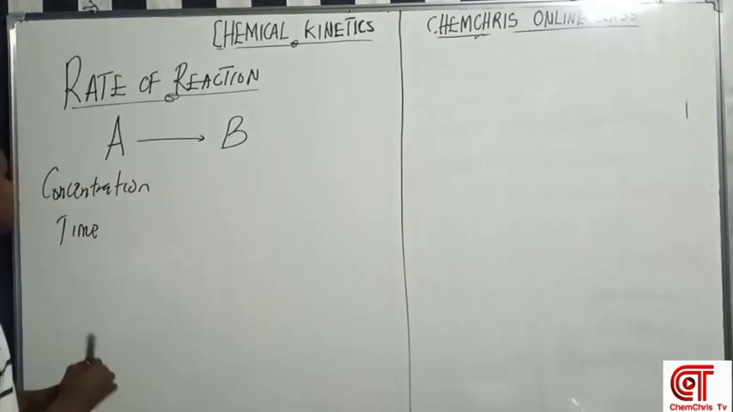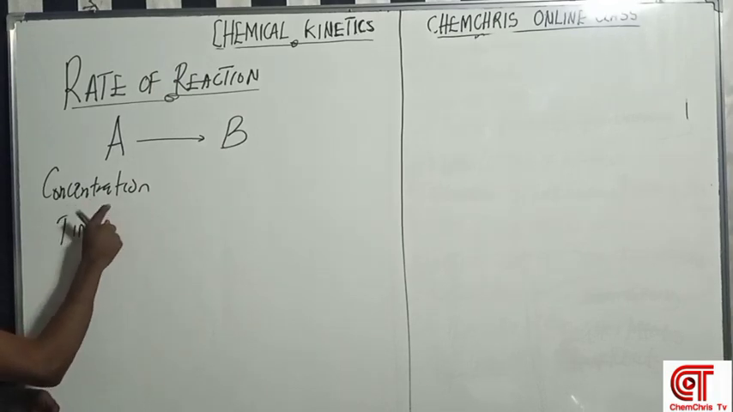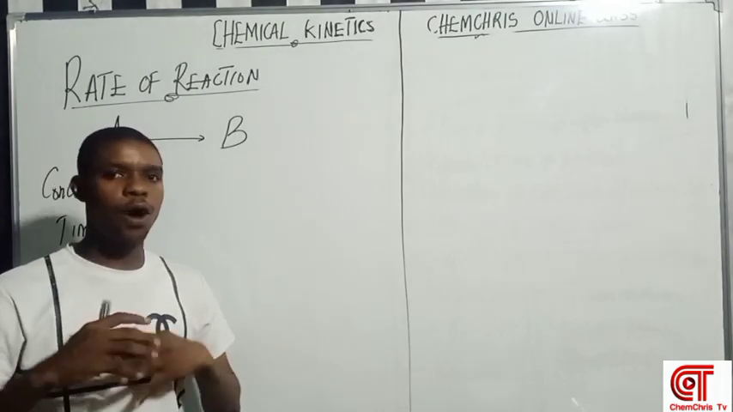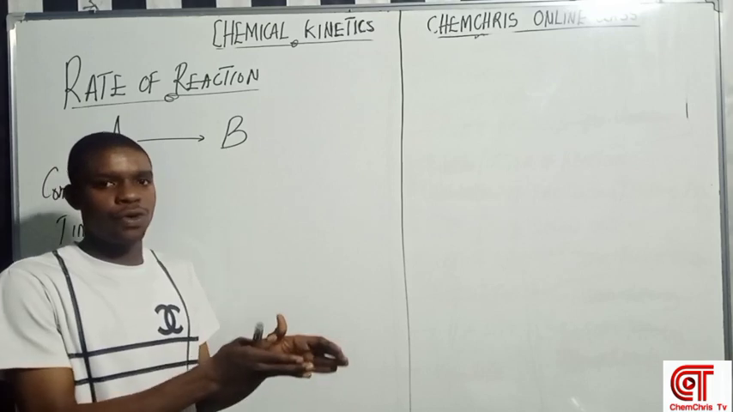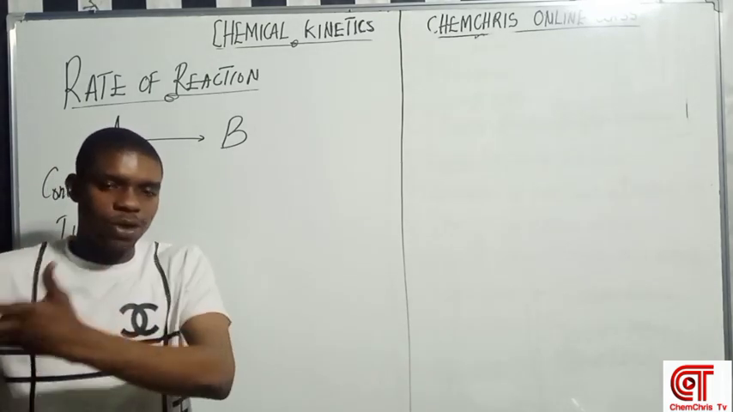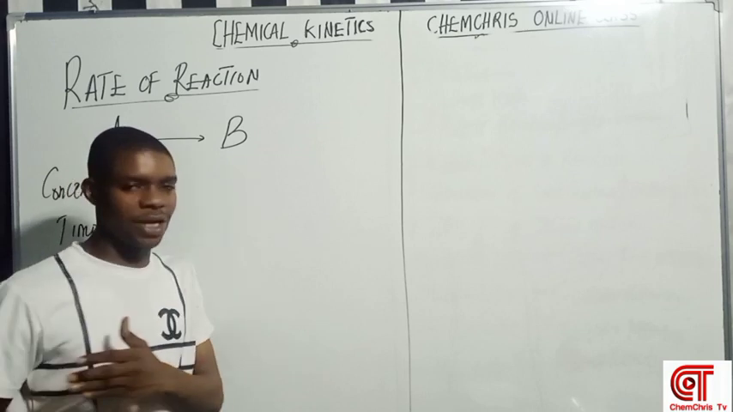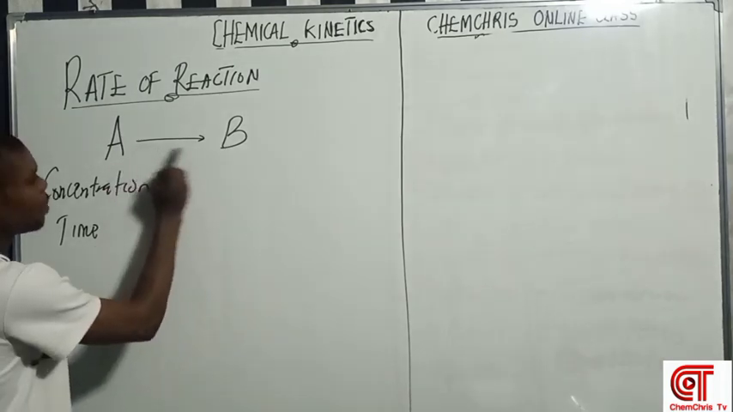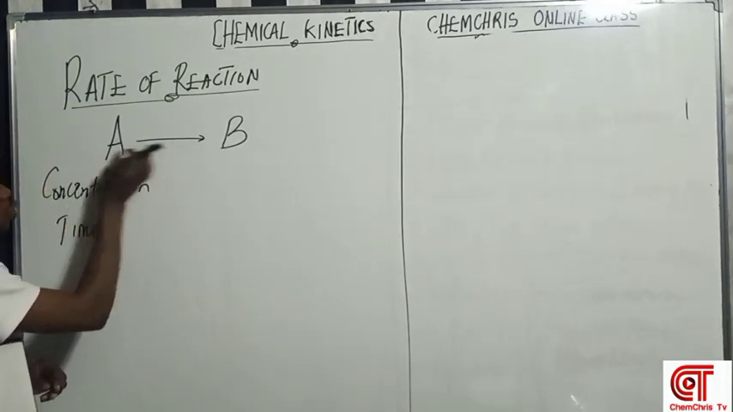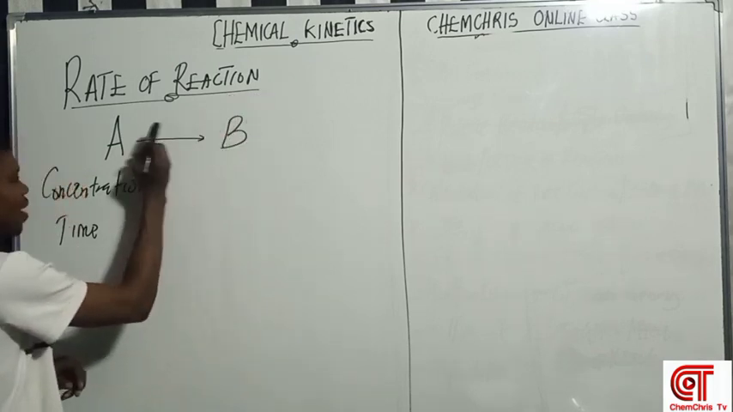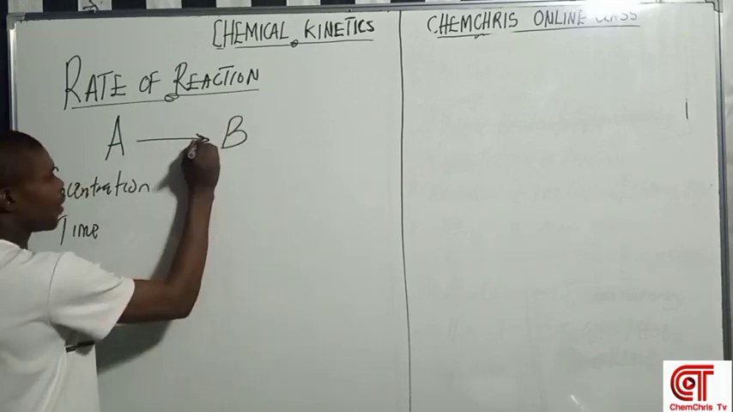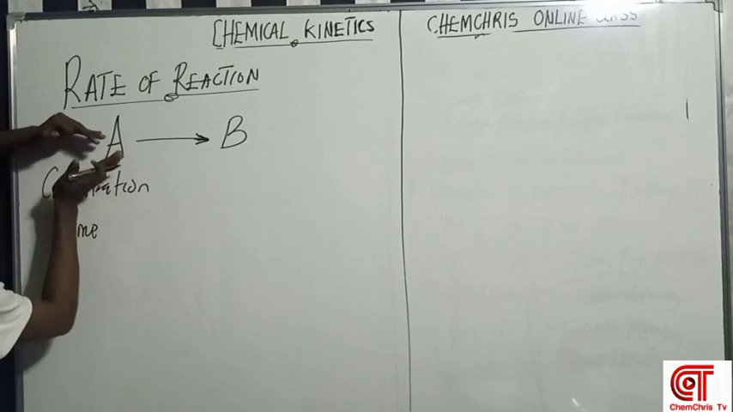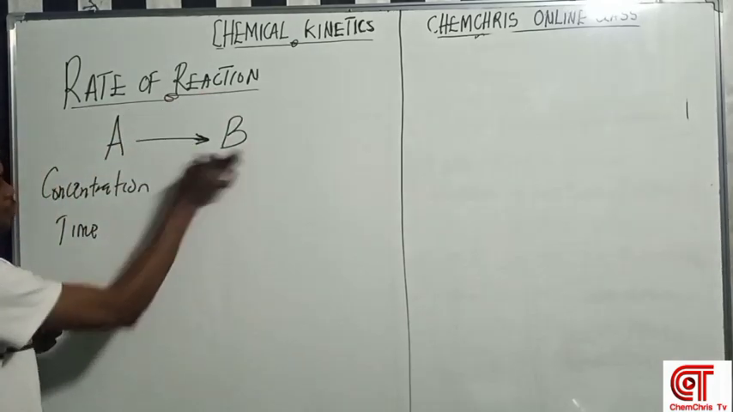How fast the reaction occurs is what we call the rate of reaction. Do you get that? It depends on the concentration of the reactant and the time the reaction takes place. It can occur very fast or very slow, depending on the nature of the reactant or the product that is being formed. We're going to talk about reversible reactions, but here, when we're talking about rate of reaction, we're talking about irreversible reactions. When a reactant moves to product and the product does not react back to form the reactant, it's called an irreversible reaction. That is, we have only a forward arrow. Here we have the reactant, and here we have the product.